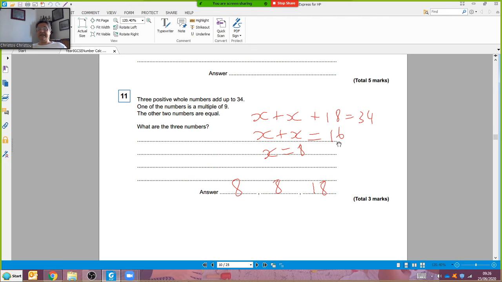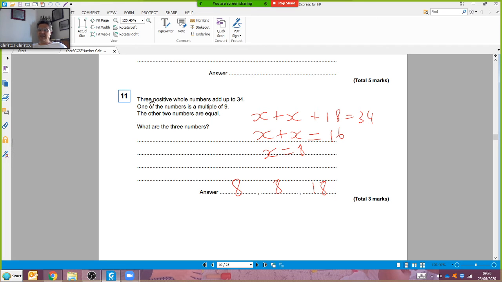So then I put in an 18, and it did work. Because look, x plus x, the same two numbers that are equal, comes to 16. 34 take away 18 is 16. So I can see that the two small numbers are 8. So I've got 8 for one number, 8 for the other, and of course this 18 is the last number, and these three do add up to 34.